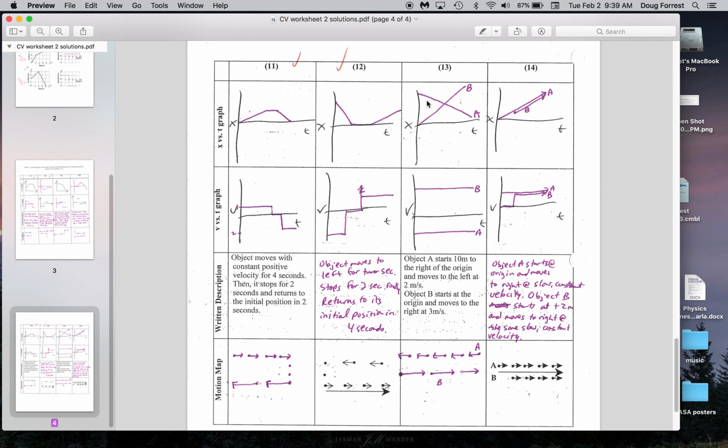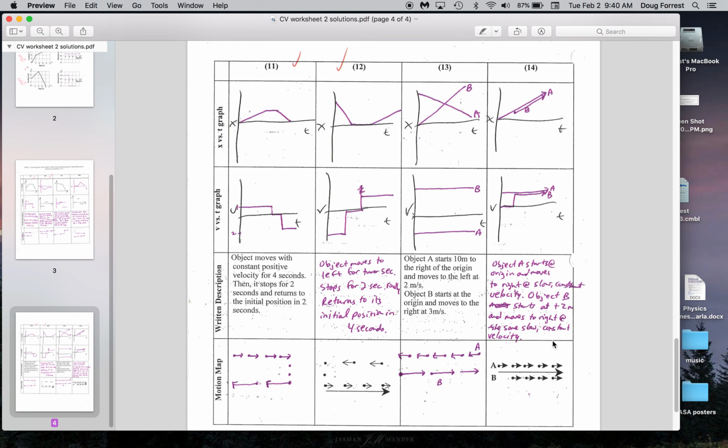Here, I have two objects which cross each other. Object A starts to the right and is moving to the left. So it's going down, back towards zero. Object B starts at the origin and is moving to the right. It's moving a little bit faster. So I have something like those. This one's a little bit tougher.